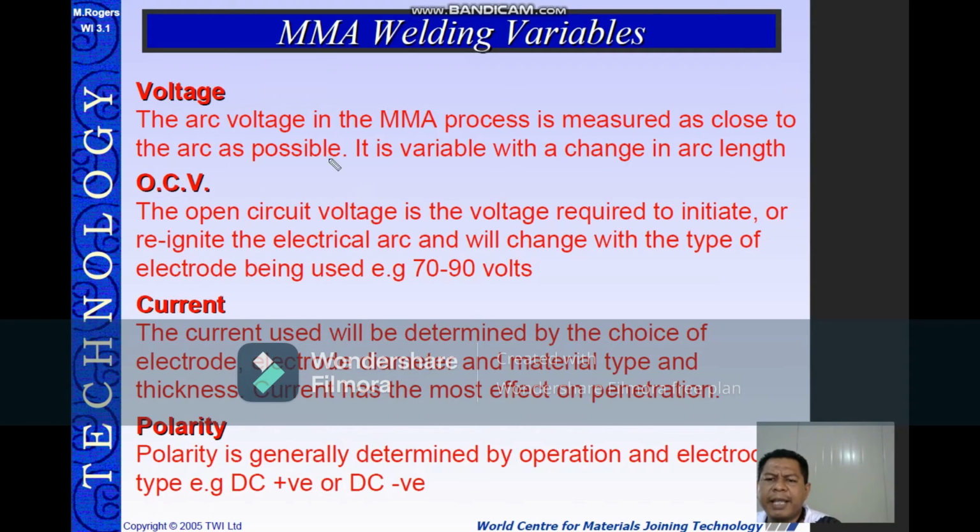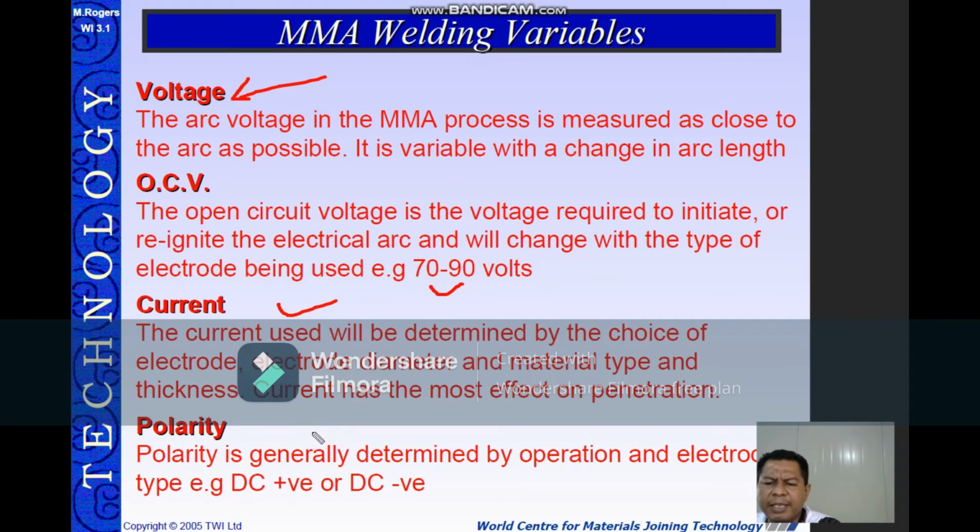Voltage in the MMA process is measured, and when we measure the voltage it has to be as close as possible to the source. OCV is open circuit voltage, which is around 70 to 90 volts. The current is determined by the choice of the electrode. Normally, the bigger the electrode diameter and the deeper the penetration, the more the current will increase.